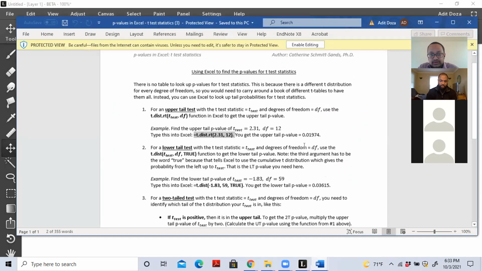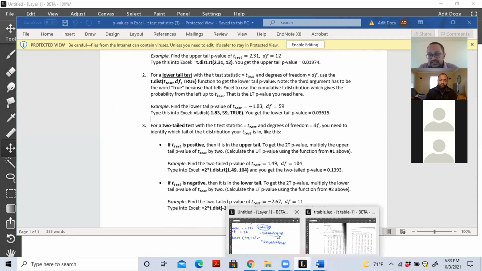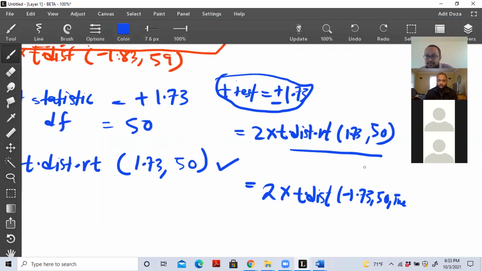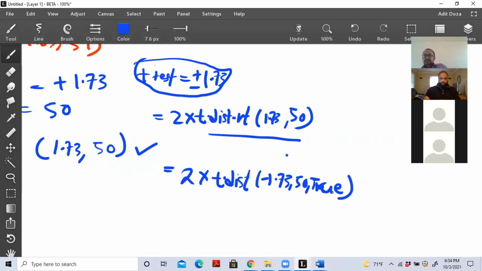So let me highlight it. I think it will be easier for you guys to visualize. For the lower tail test, you need to put true at the end. I have put true here for the negative. I didn't write it clearly, but yes. What about the top one? Would you put true on that one too? Right tail you don't write true. Yes, so let me write it cleanly.